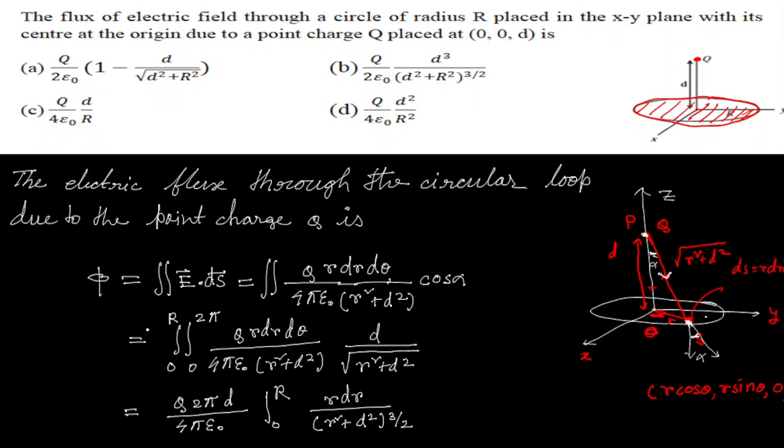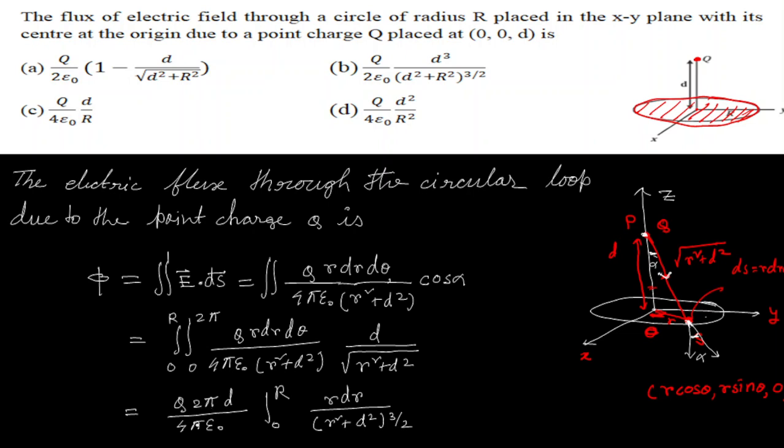Okay, so now to calculate the total flux through this circular disk, through this circular loop, we have to do this surface integral. We have to calculate the integration. So let me just write it here.